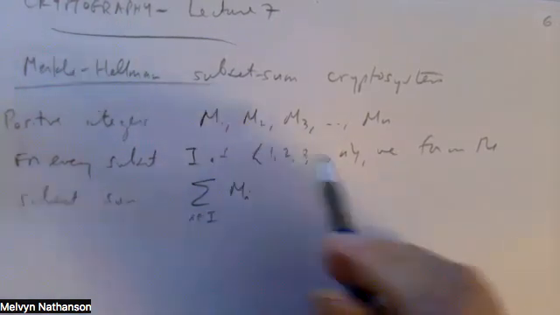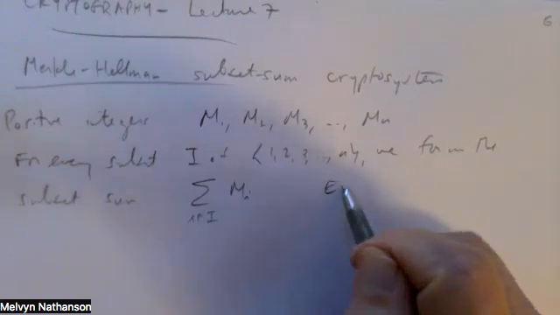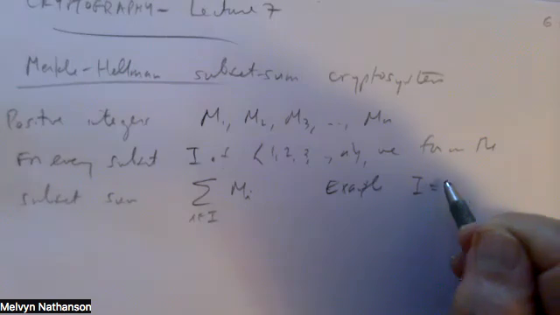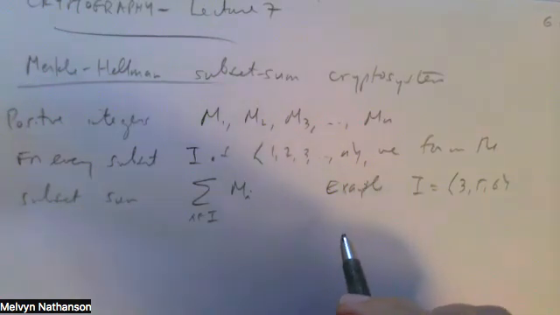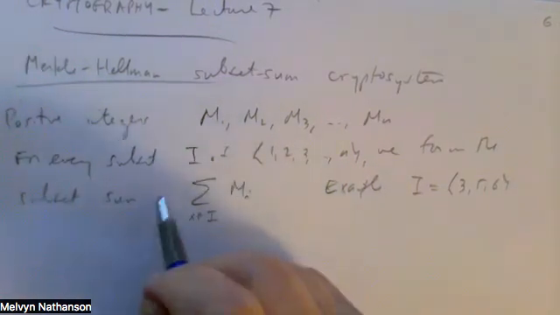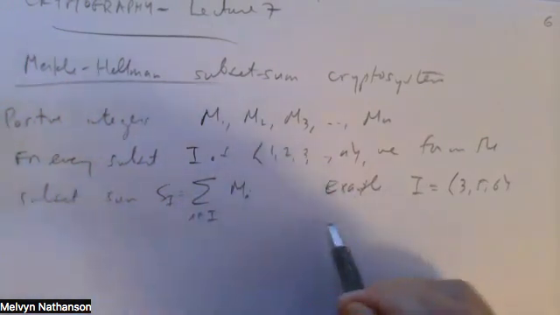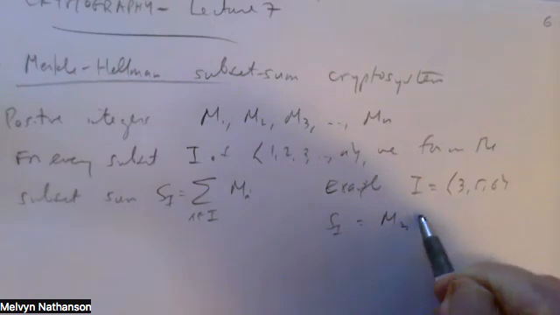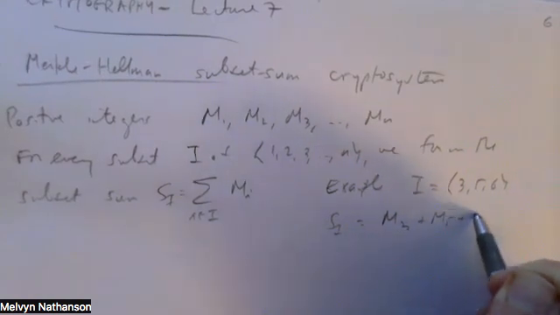So what this means is, for example, suppose we take I to be the subset consisting of the numbers 3, 5, and 6. Then the corresponding subset sum, I'll call this S sub I, say, you add the third number plus the fifth number and the sixth number.